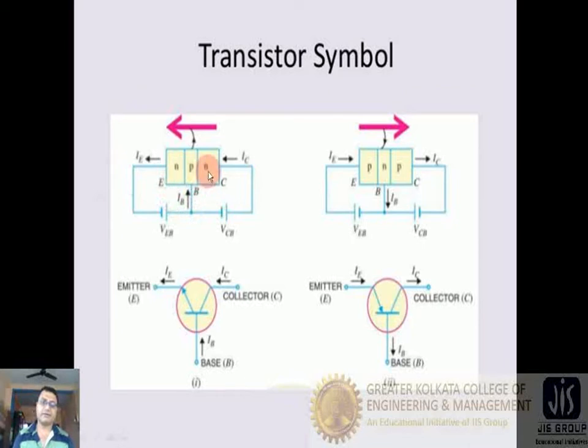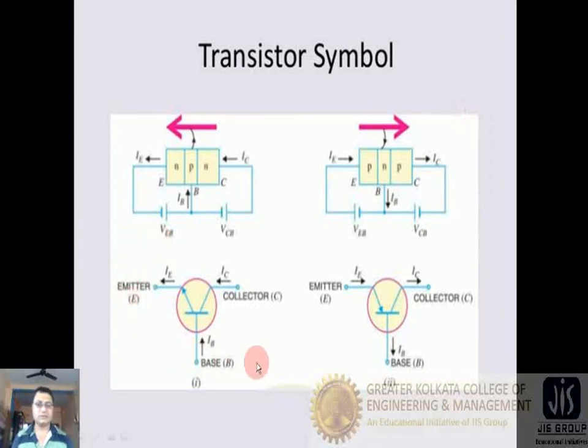In the case of an NPN transistor, the emitter base junction is in forward bias. To get proper transistor action, the emitter base junction should be in forward bias and the collector base junction should be in reverse bias. For a PNP transistor, the same thing applies. This is the key point which you have to keep in mind.